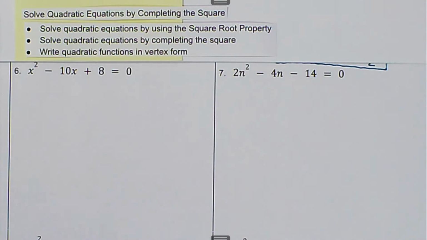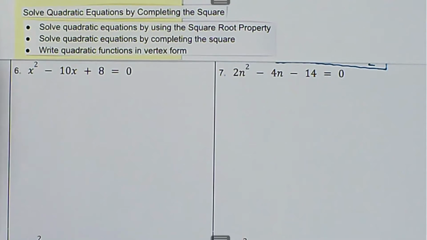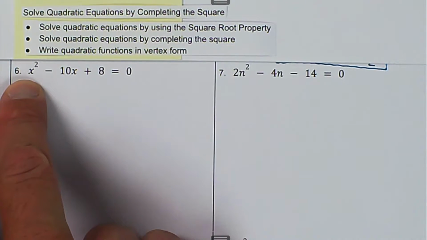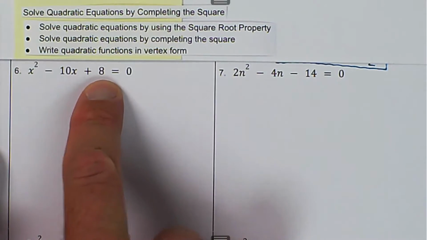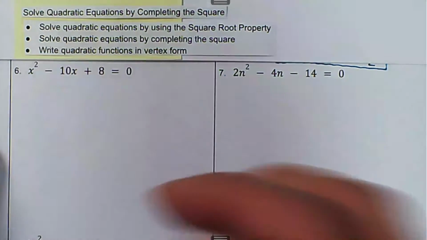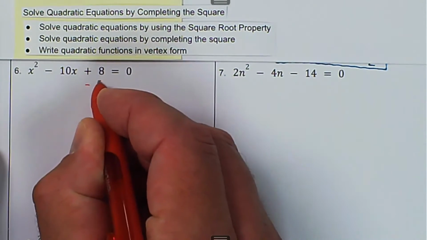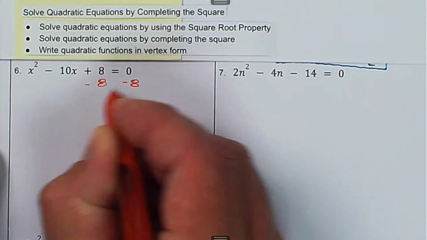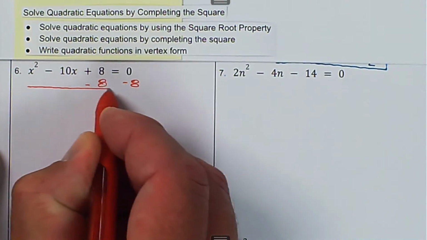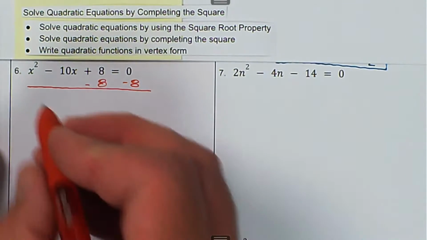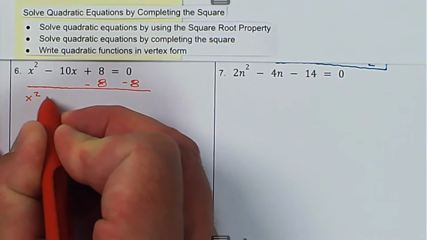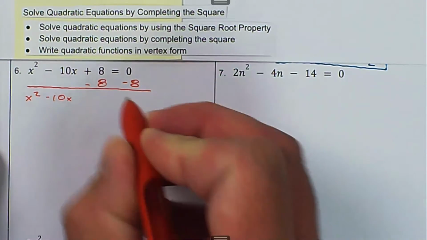We are talking about solving quadratic equations by completing the square, and we have a couple examples here. Again, we have to make sure that our a value is 1, in this case it is, and then we want our c value to be equal to 0. So in order to do that, I'm going to subtract 8 from both sides of the equal sign, and that will leave me with x squared minus 10x.